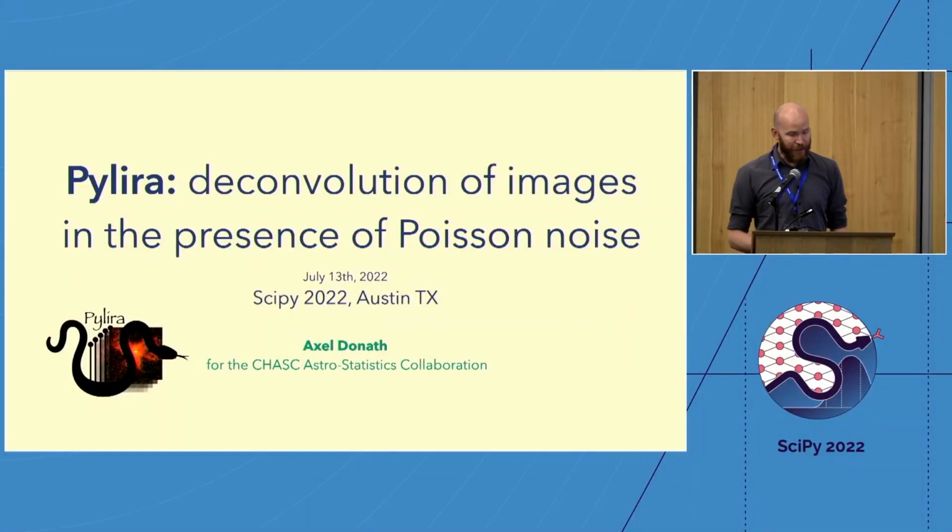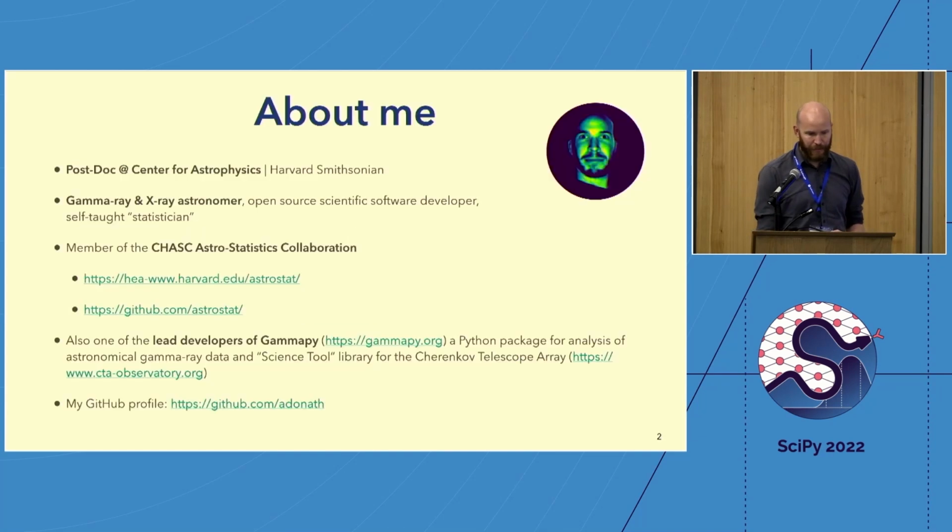So I'm going to talk about Pylira, which is a Python package for deconvolution of images in the presence of Poisson noise. The presentation is going to be split in two, roughly. In the first part, I'm going to talk about the actual statistical method, and in the second part, I'll talk about the actual package and show some application examples.